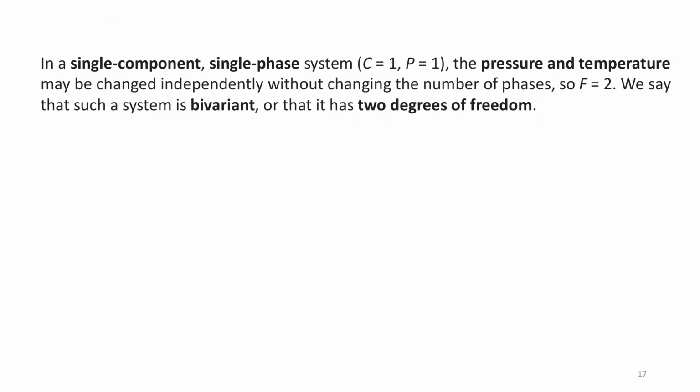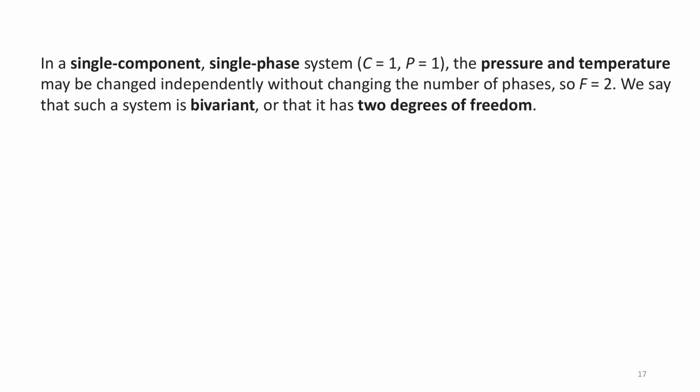Let us apply the phase rule to a one-component, one-phase system, with C equal to 1 and P equal to 1, F equals 2. Such a system is bivariant. We may change both temperature and pressure independently, provided we remain inside the same phase region. If we reach a boundary and two phases coexist, P becomes 2 and the variance falls to 1. Then pressure and temperature are linked by the coexistence curve. Selecting one determines the other. At a triple point, the variance is 0.